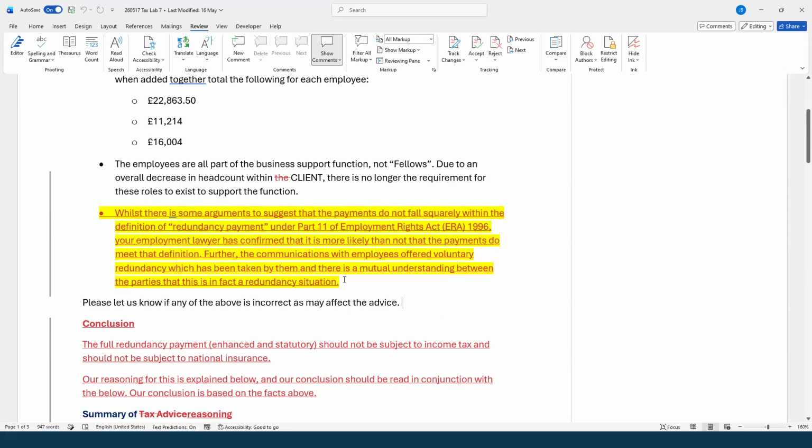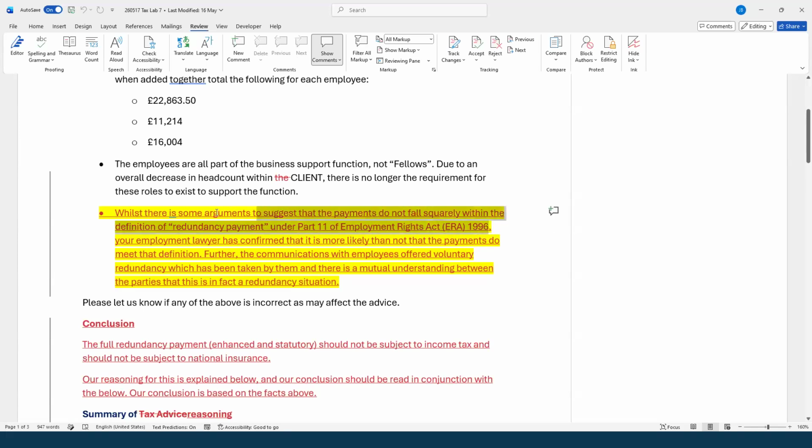So this is being added in because the technical point is subjective and debatable. In order to get to the right tax position in this case, we needed to rely on a definition within the Employment Rights Act, which isn't tax legislation, it's employment law legislation. Basically, if something was a redundancy payment under this legislation, that changed the treatment of the payments as opposed to if it didn't meet that definition of redundancy payment. So it's super, super important.